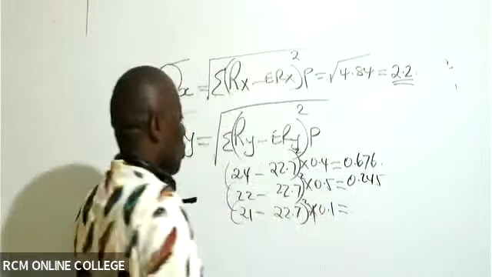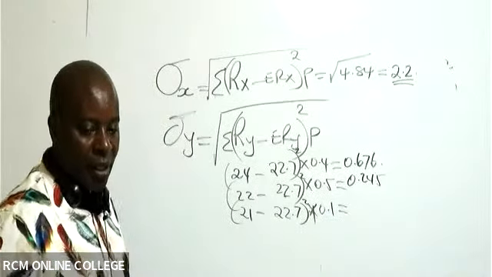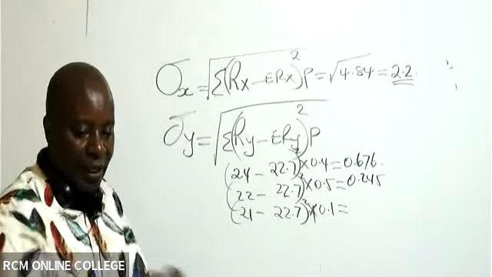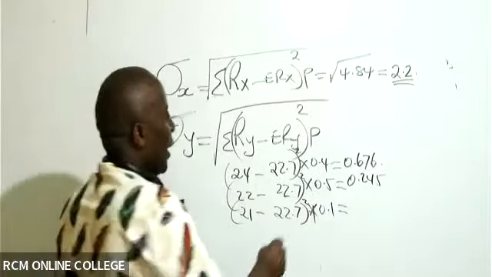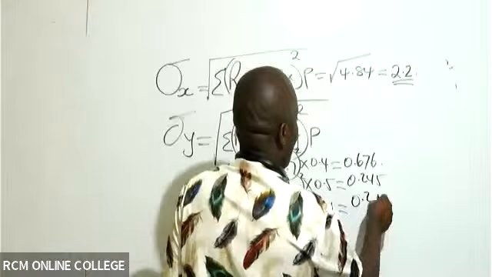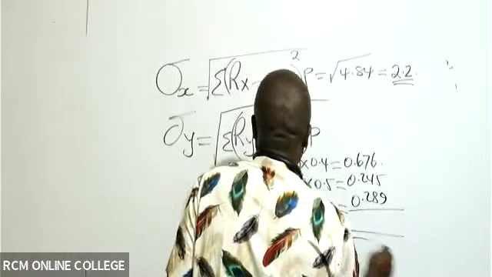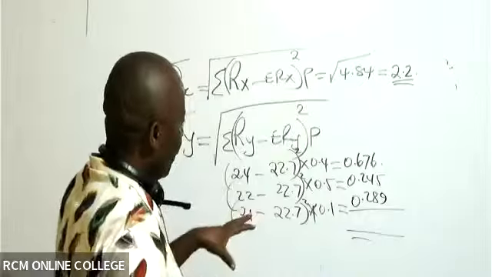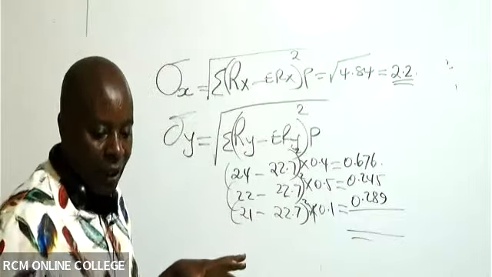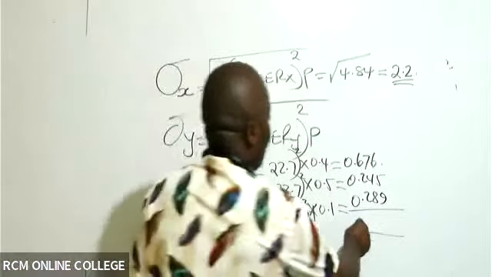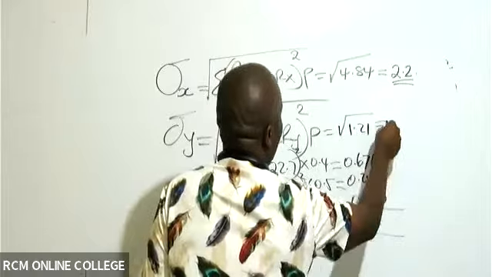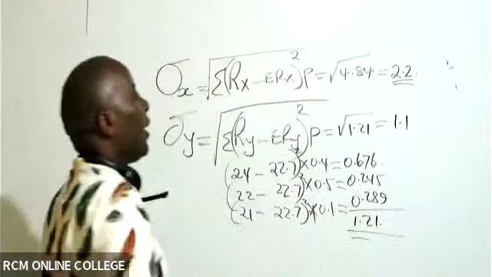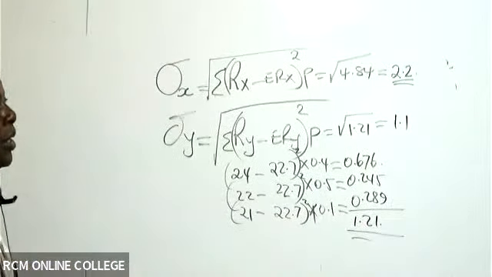And then lastly, what do we have here? Lastly, already we have the standard deviation, 0.289. Then what is this, the variance? When you add everything, therefore the standard deviation will be the square root of that, 1.21, and we have already gotten 1.1.